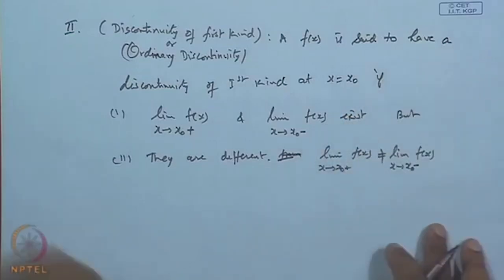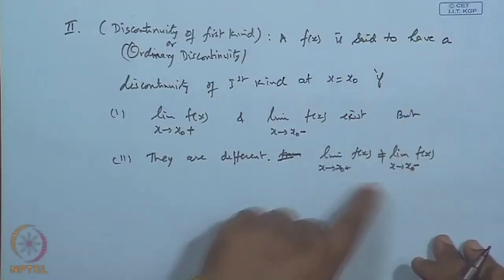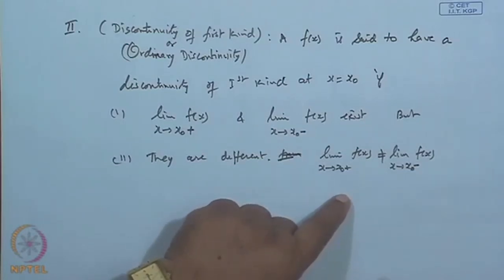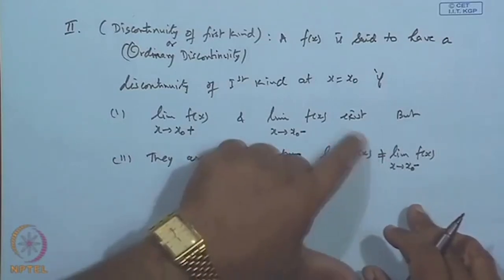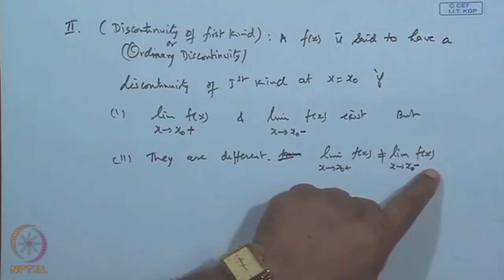Okay. Now, since we are on continuity, we also test the value of the function at a point x naught. So, suppose the value of the function at the point x naught is well defined, and it coincides with either the left hand limit or the right hand limit, then we further classify it.